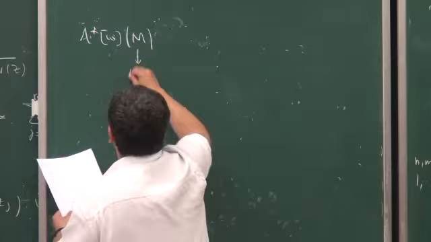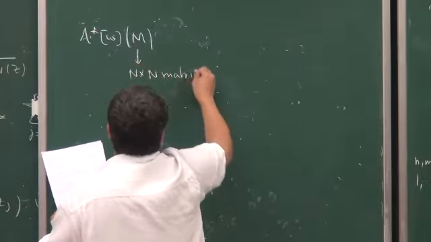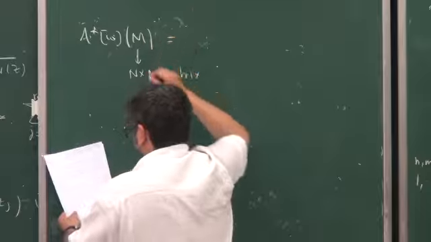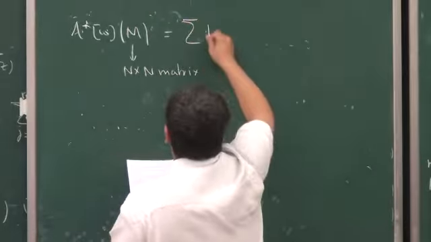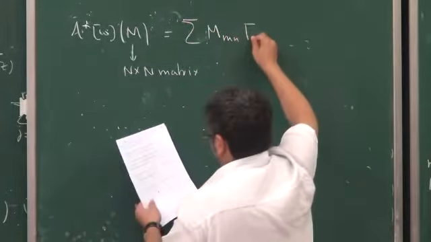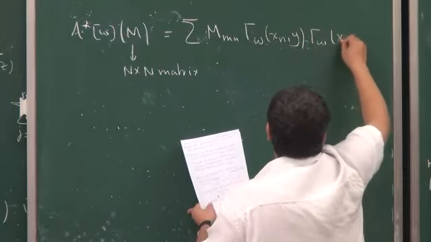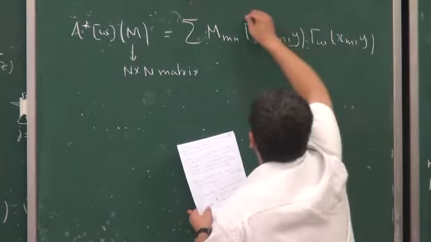Given by A star of omega applied on matrices M. This is an n by n matrix, equal to what? It is equal to the sum of m n gamma m gamma omega x n y gamma omega x m y bar.